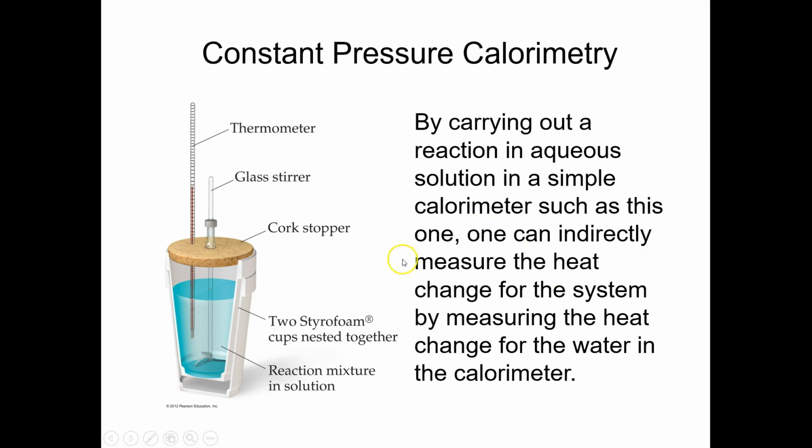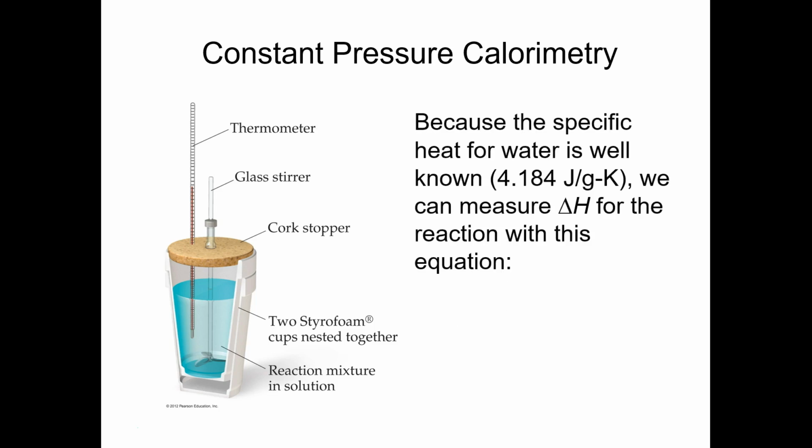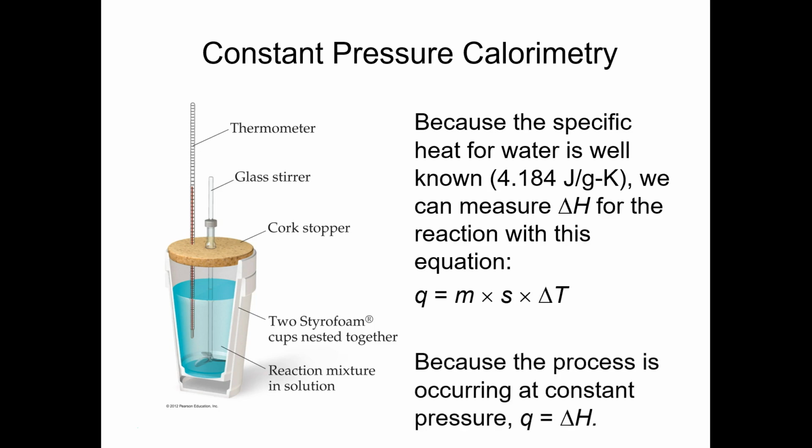All right, so once again, we've got our calorimeter. We carry out a reaction in aqueous solution. We can measure the temperature change of the water, which is the surroundings, and that allows us to calculate the energy transferred in that reaction. Because we know the specific heat of water, which is 4.184 joules per gram Kelvin or joules per gram degree Celsius, we can use this equation to determine the value of Q. And because the process is occurring at constant pressure, Q is equal to delta H.